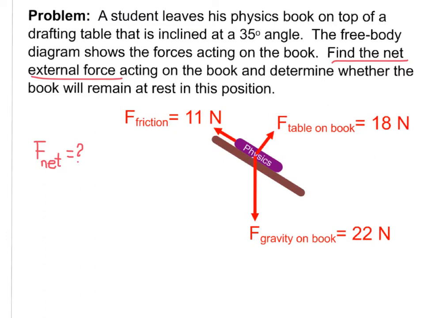The next thing we need to do is to select a coordinate system. And I'm going to select a coordinate system that makes my life the easiest. So I'm going to select one in which the x-axis is right along the plane of the table and the y-axis is this direction. That maximizes my vectors that are directly on the x and y axis, because if I select this as an axis, I have this vector that is parallel with that, and then this axis, this vector is parallel with that.